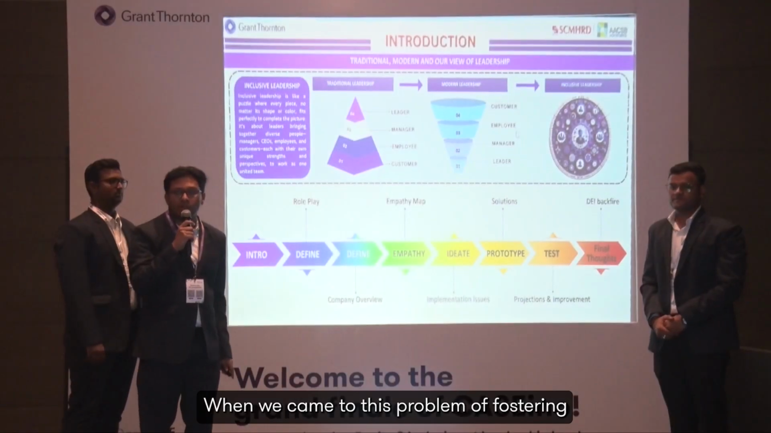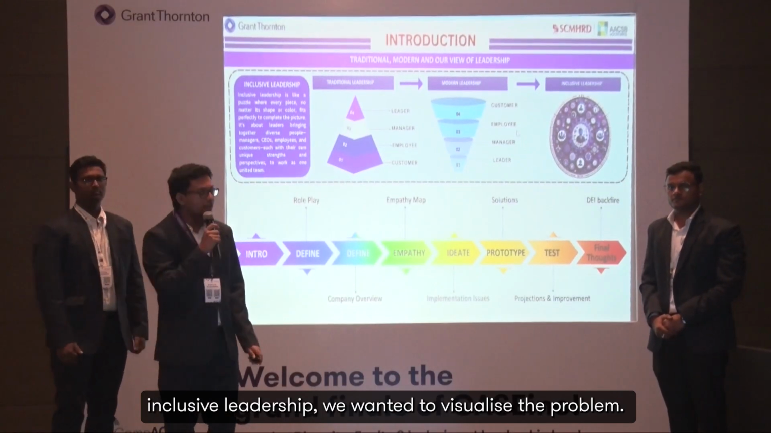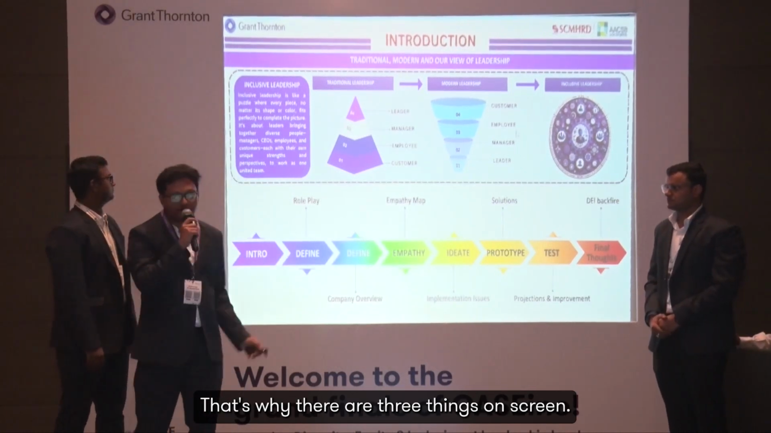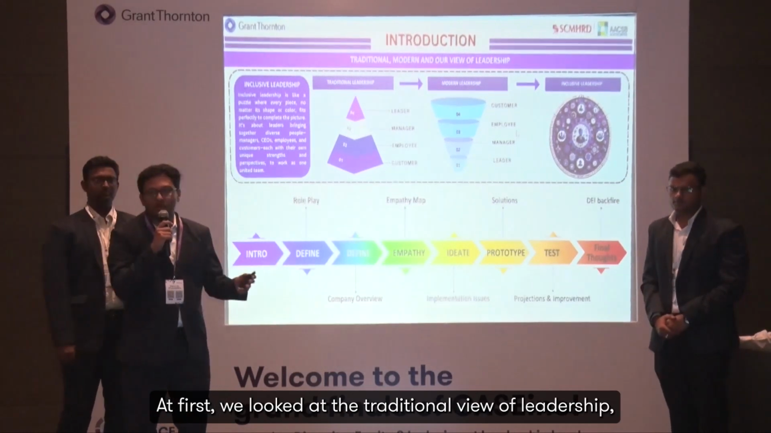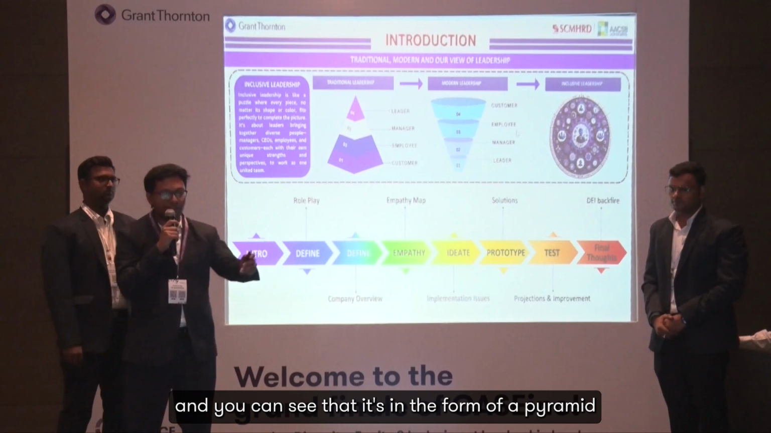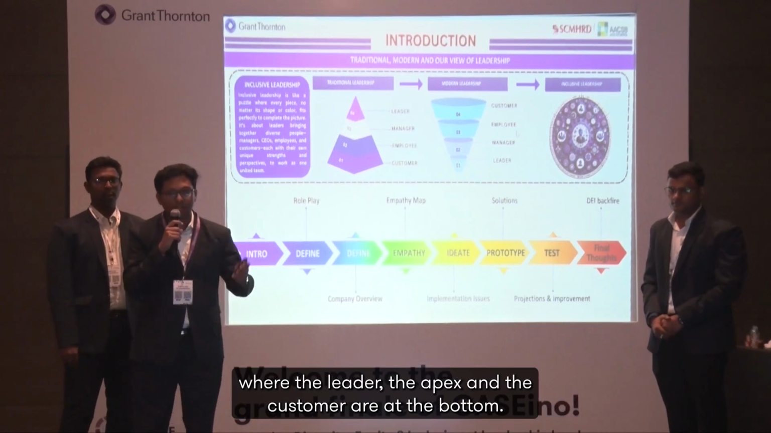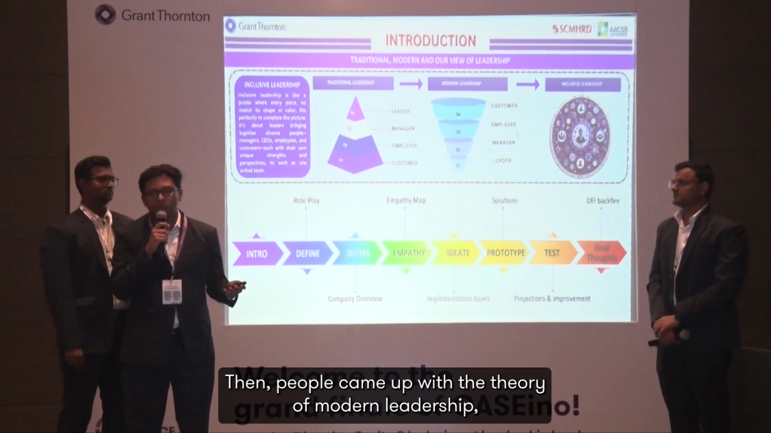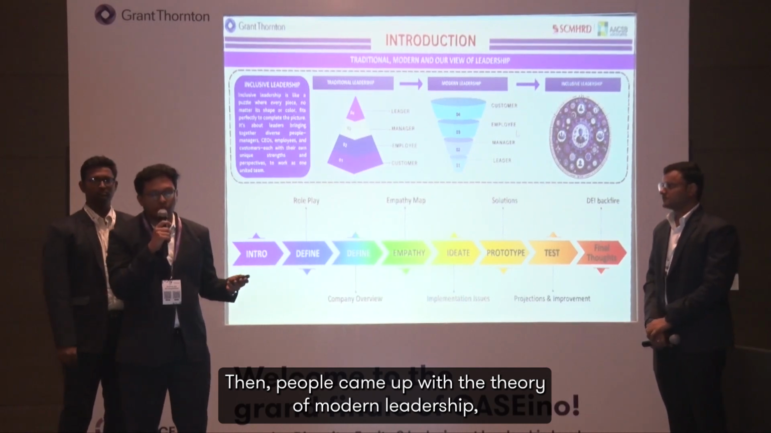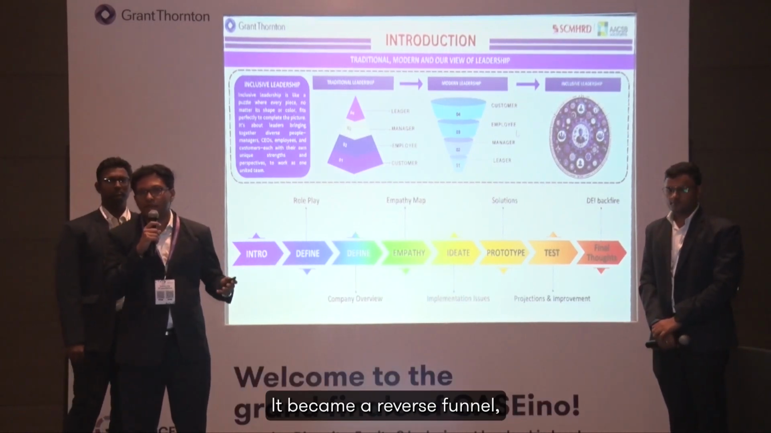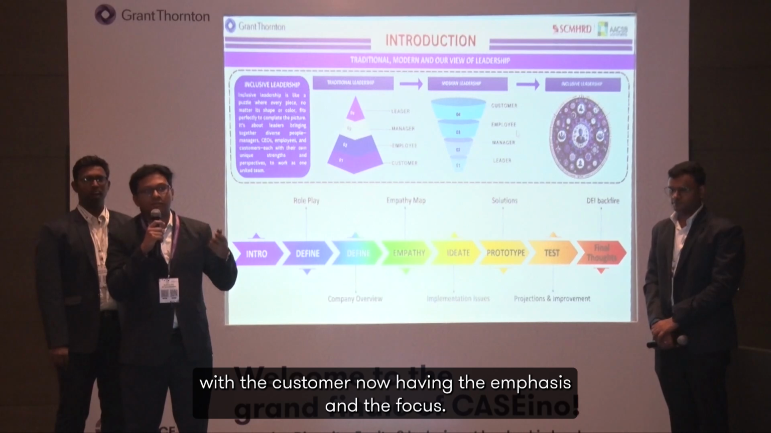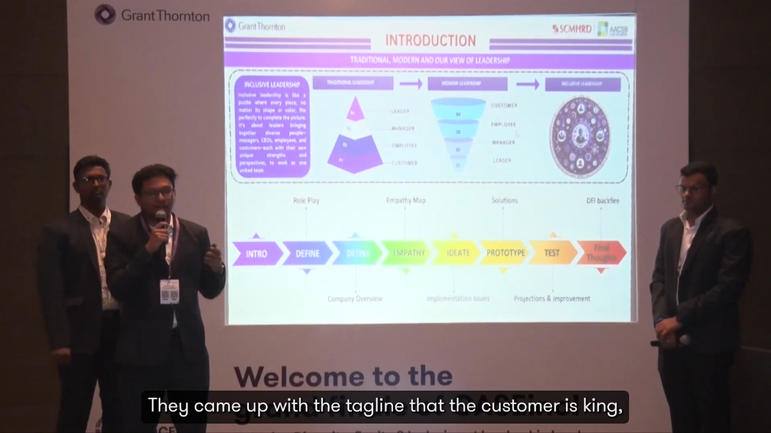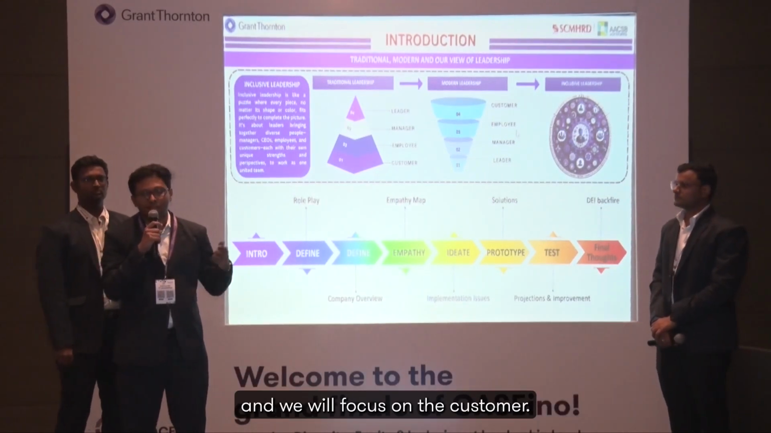When we came to this problem of fostering inclusive leadership, we actually wanted to visualize the problem. That's why there are three things on screen. Firstly, we looked at the traditional view of leadership, in the form of a pyramid with the leader at the apex and the customer at the bottom. Then people came up with a theory of modern leadership where the roles were inverted. It became a reverse funnel with the customer now having the emphasis and the focus. They came up with the tagline, the customer is king, and we'll focus on the customer.